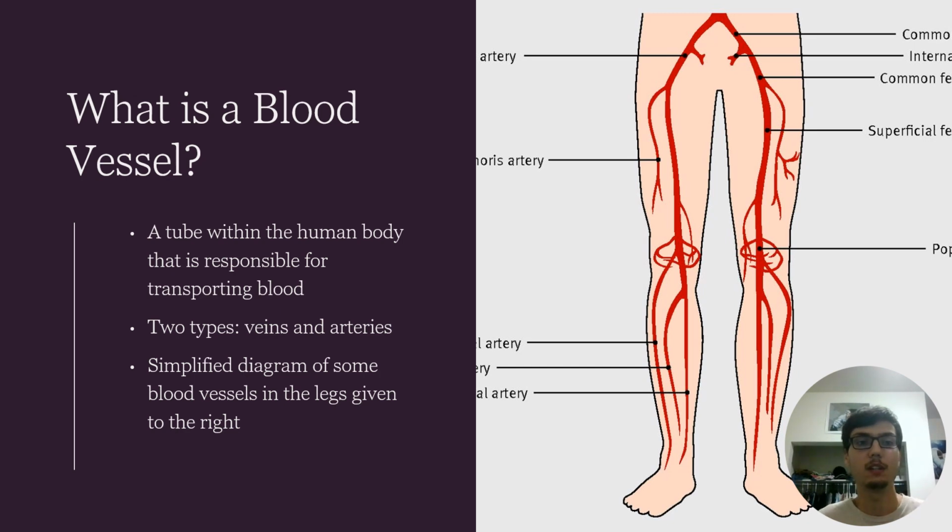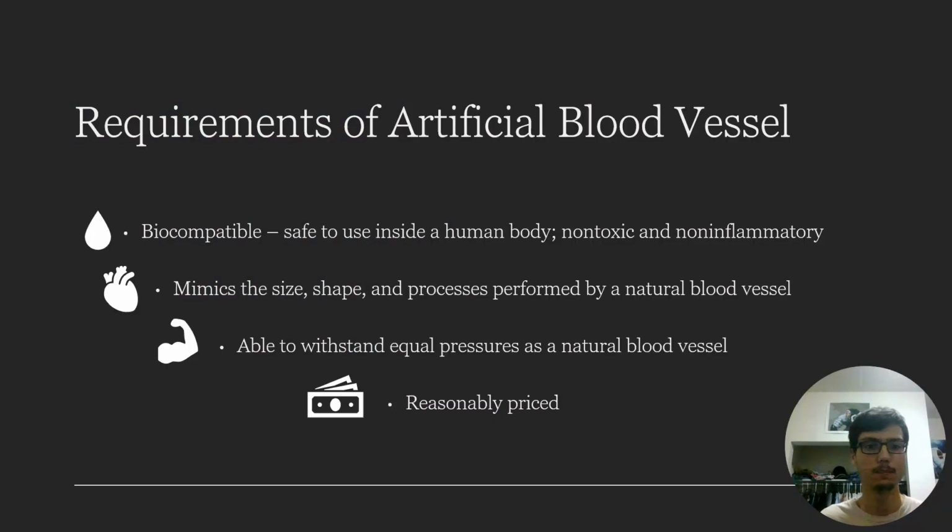So, for starters, we need to define what a blood vessel is. A blood vessel is a tube-like structure within the human body that is responsible for transporting blood. Now, there are two types of vessels: veins and arteries. The arteries carry blood away from the heart and withstand much greater pressures as the heart is pumping it out. Veins carry blood back towards the heart and are at lower pressures. A simplified diagram can be seen here in the picture of just some arteries flowing through the leg.